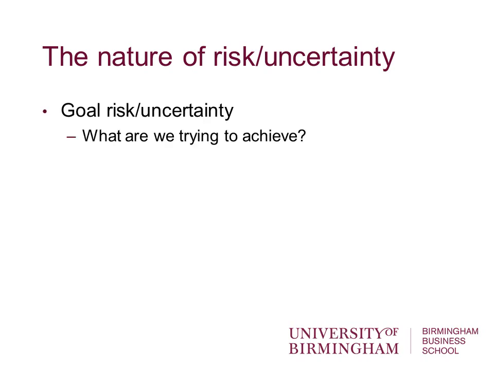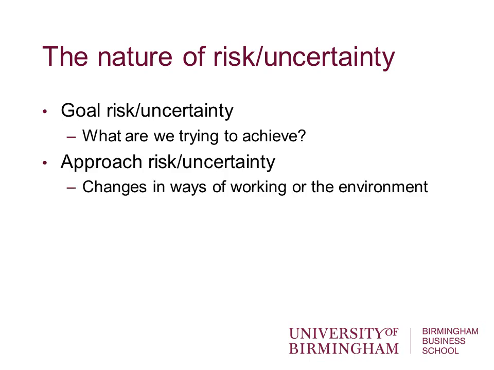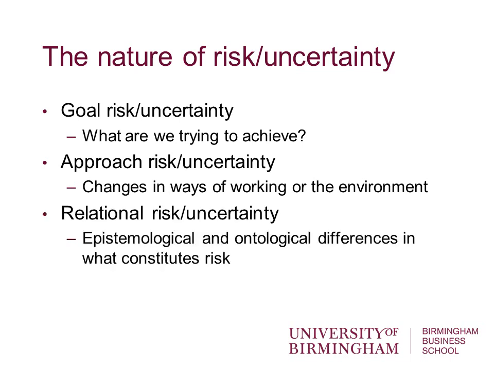So what's the nature of risk and uncertainty? It can affect the goal of what we're trying to achieve. Okay, so it can affect the outcome, the output of the organisation. It can affect how we achieve things, so it can affect our processes. And finally, it can affect the relationships between people and between organisations in terms of what I've called the epistemological and ontological differences of what constitutes risk. Some people see risk in one way, some people see risk in another way, and this is determined partly by their understanding cognitively of what we mean by risk and uncertainty, and culturally.